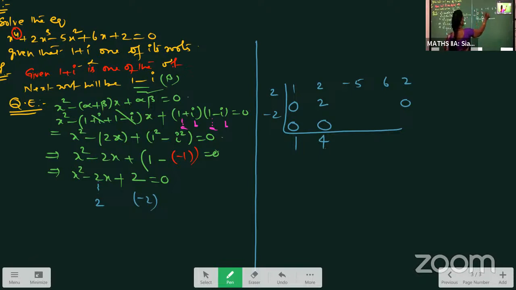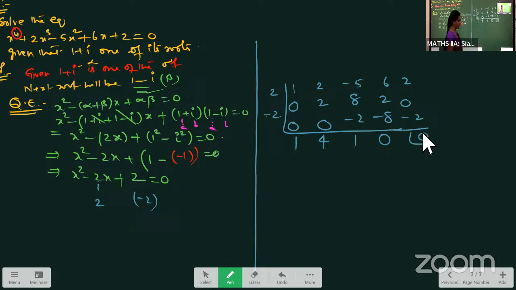4 twos are 8 and 1 into minus 2 is minus 2. That is minus 7 plus 8 is 1. Again, 1 into 2 is 2 and 4 into this is minus 8, so you are getting 0. Again 0 into 2 is 0 and 1 into minus 2 is minus 2, so you are getting 0.